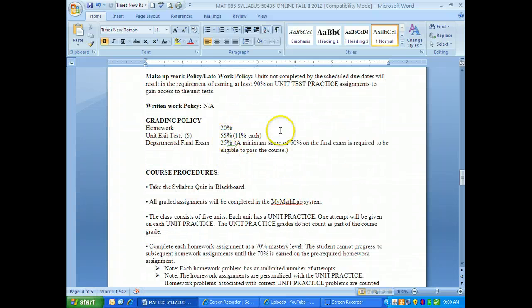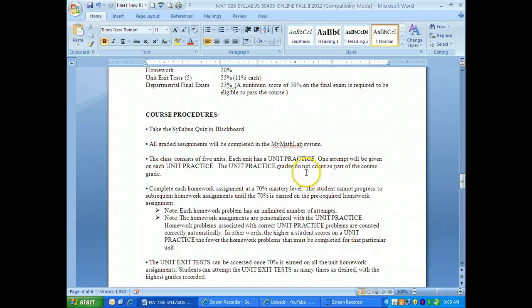This is the breakdown, and by the way, this unit test practice is not included in the grade. Homework will count 20% of the overall grade. Each unit test is 11% of your final grade. It's a total of 55%. The final exam is 25%. The way the course works is as such.